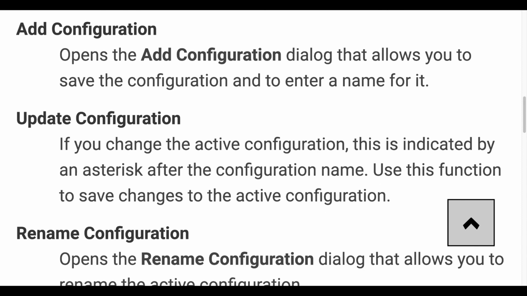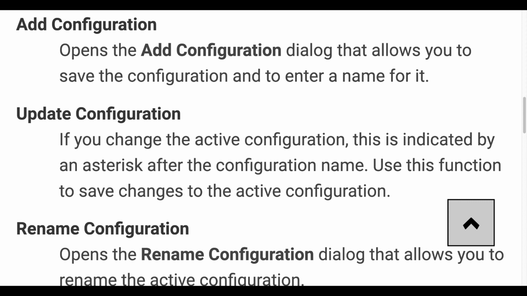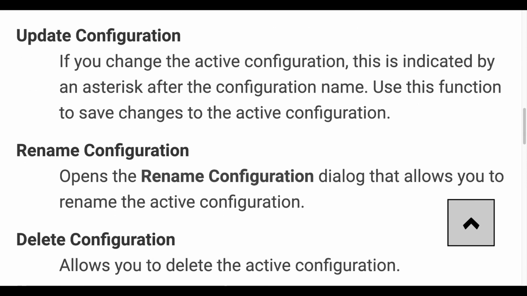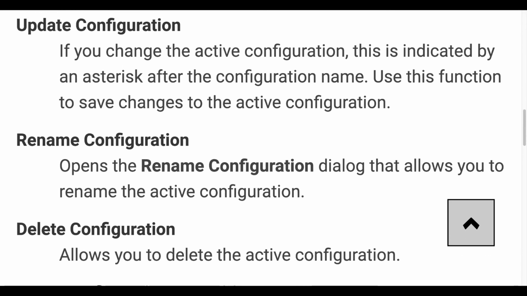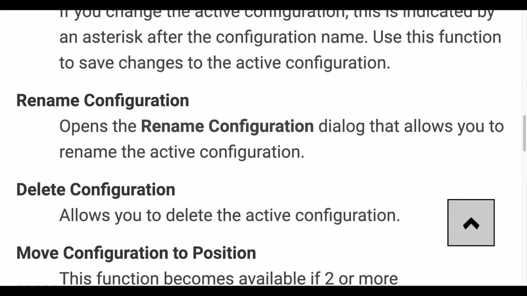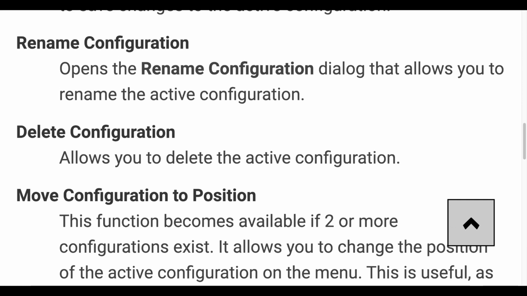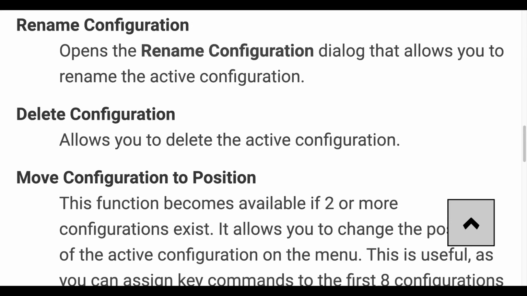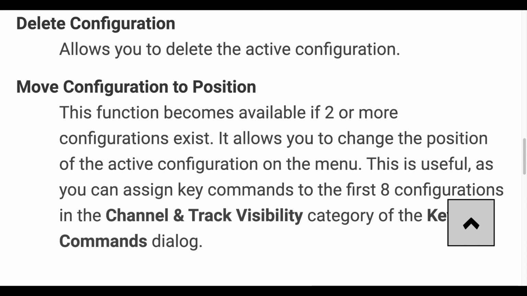Add Configuration. Opens the Add Configuration dialog that allows you to save the configuration and to enter a name for it. Update Configuration. If you change the active configuration, this is indicated by an asterisk after the configuration name. Use this function to save changes to the active configuration. Rename Configuration. Opens the Rename Configuration dialog that allows you to rename the active configuration. Delete Configuration. Allows you to delete the active configuration.